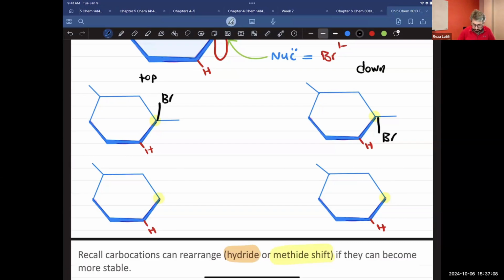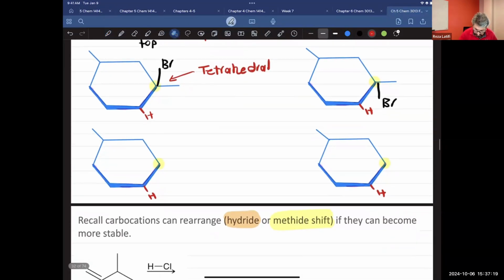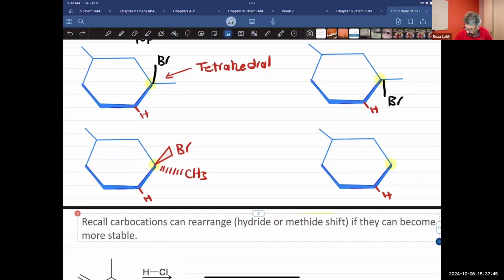Now let's draw them. Now we have a carbon here. This carbon is going to be tetrahedral. That means bromide will be pointing up, while the methyl will be down. This is going to be CH3. This one is bromide. If you add it from the bottom, bromide will be at the bottom, so forgive me, bromide will be down. So bromide, my bad, it will be here.